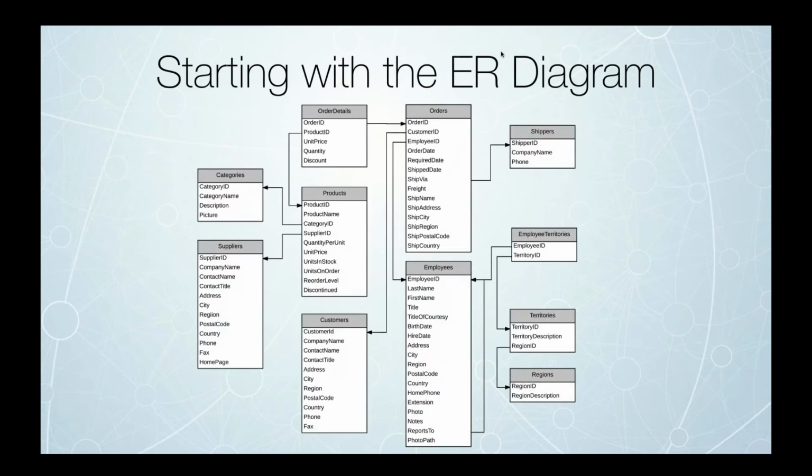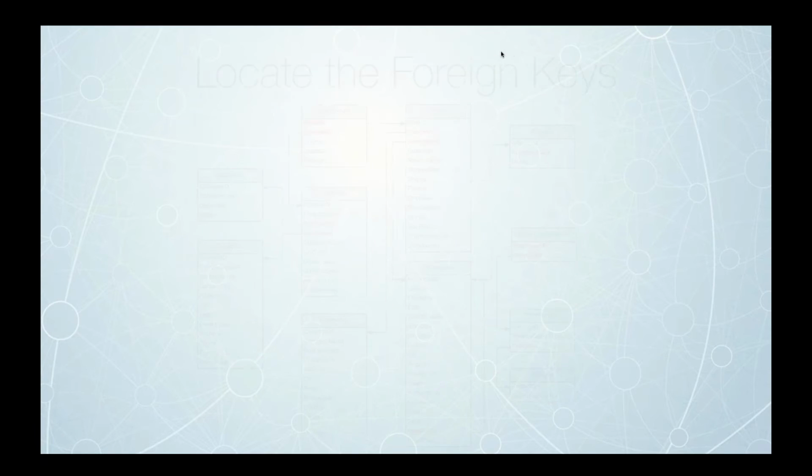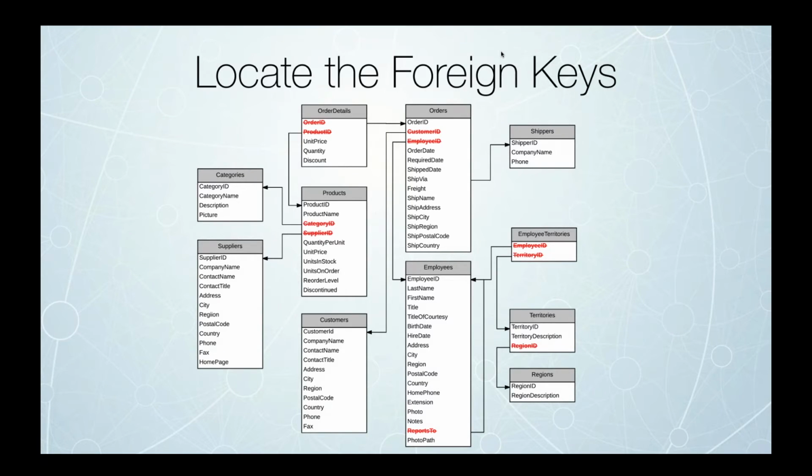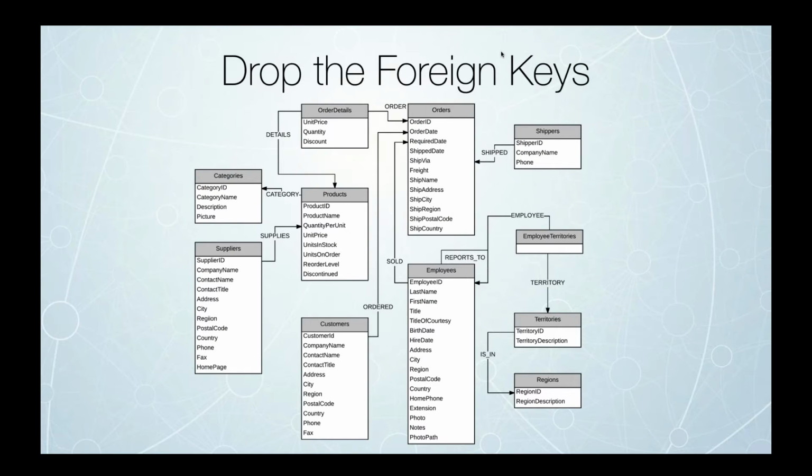So great, let's start with the ER diagram. So here's Northwind. How do we convert this into a graph? Well, the first thing we do is look for the foreign keys. And we're just going to cross these out because really we don't need these foreign keys in the graph model. But we do need names on our relationships. So we will add some names for our relationships.